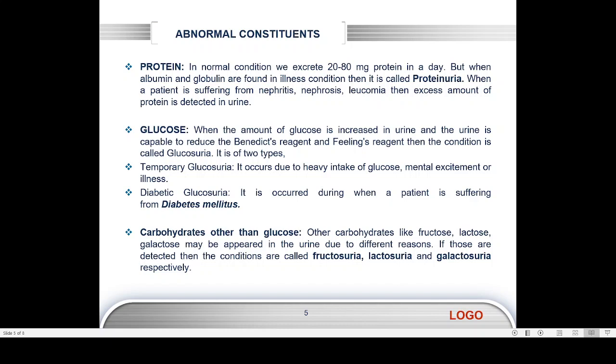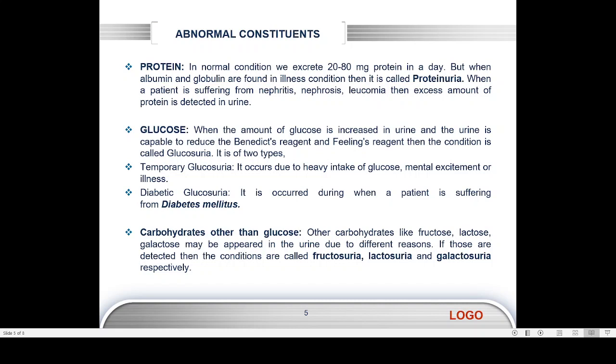Now coming to glucosuria, it can be divided into two separate types. One is temporary glucosuria, and the second is diabetic glucosuria, or more permanent glucosuria. Now for example, you are taking too much glucose.